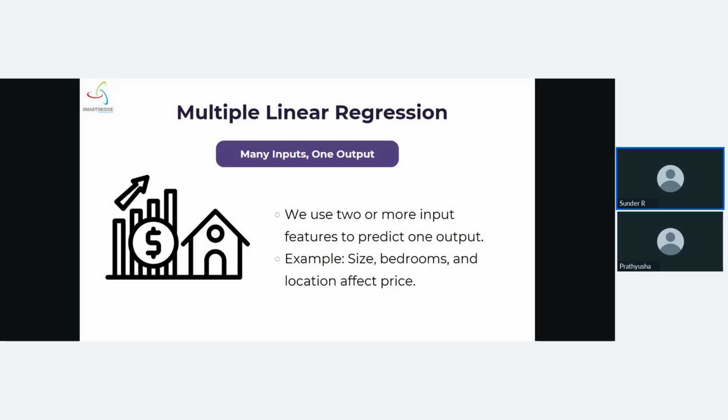Now we have the next thing called multiple linear regression. So what is multiple linear regression? Multiple linear regression is where you have many input variables and only one output variable, right? So here we have considered the input values as size, bedrooms, and location, right? By considering these things, you will be able to predict the price of a house, isn't it? Yes, is it clear?